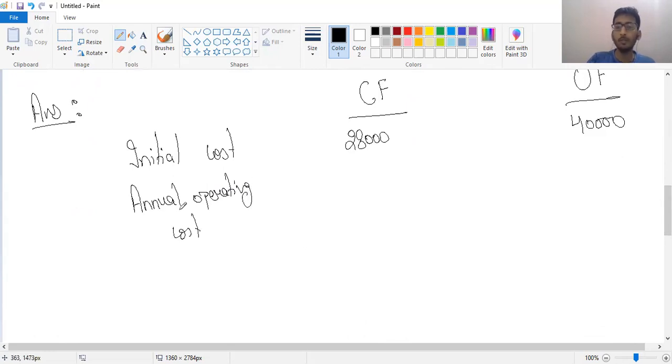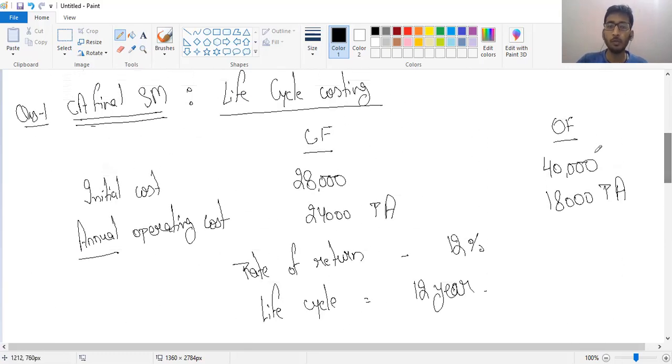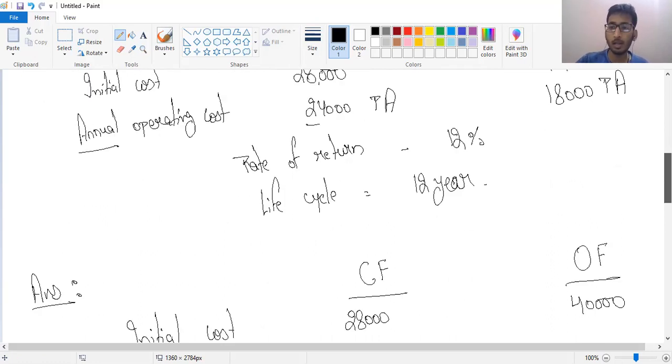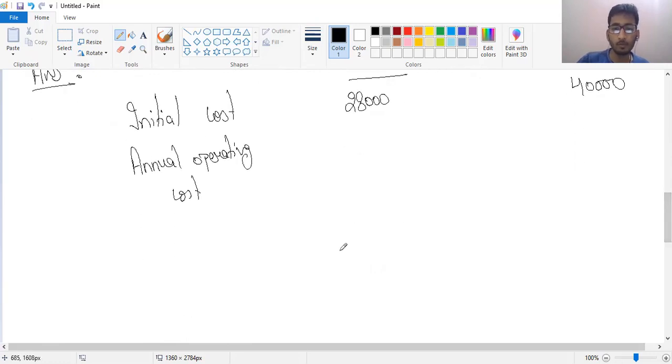Look, every year in the future, we will have operating costs of 24,000 and 18,000. But what would be the cost today? What would be the cost today? So what we needed to do was bring this value of future years to the present time. I'll explain it here.